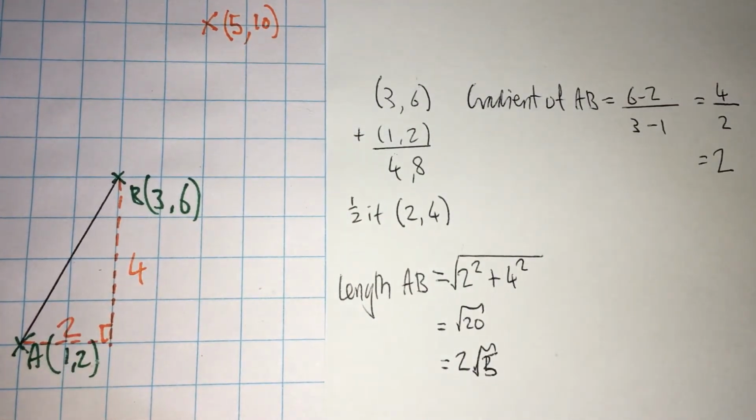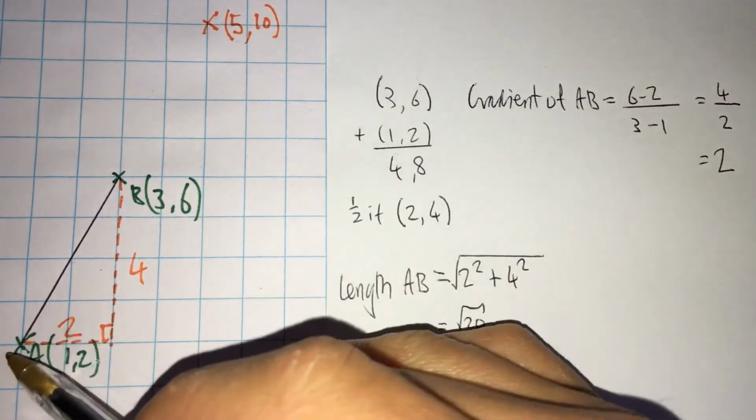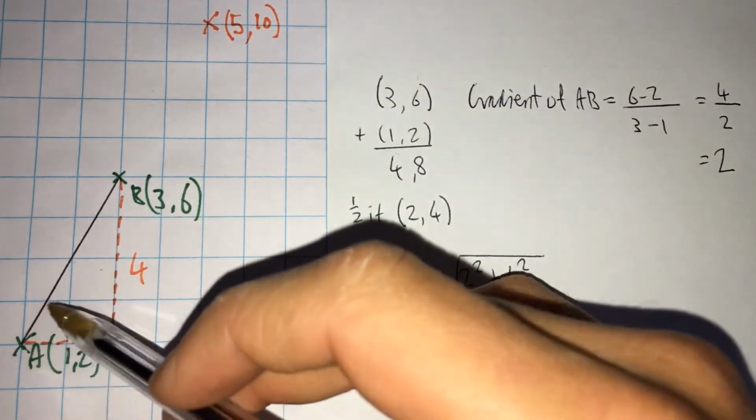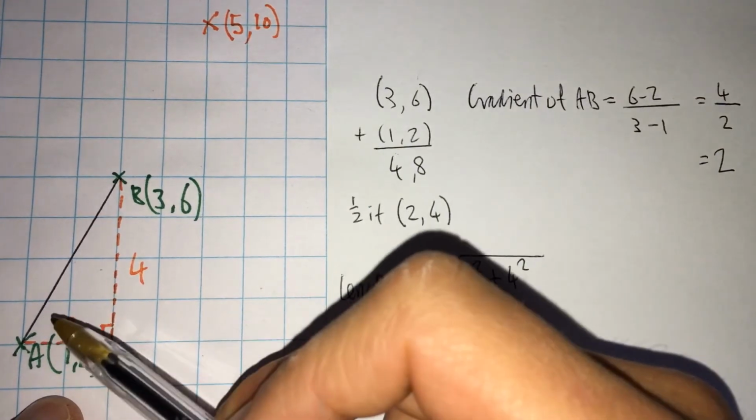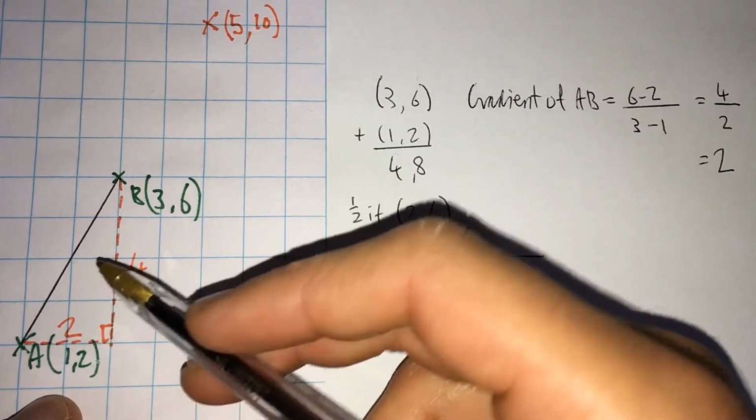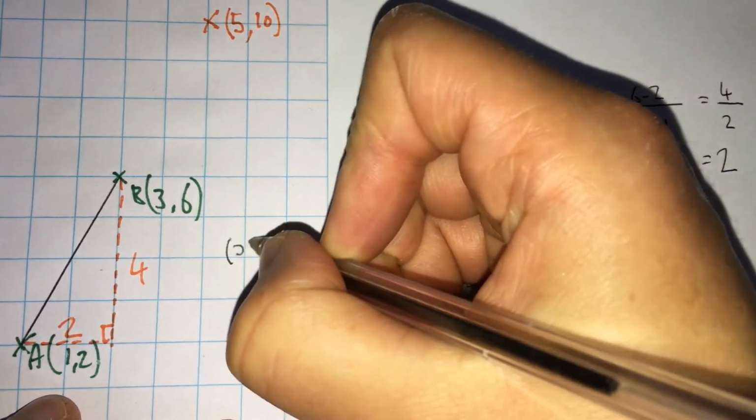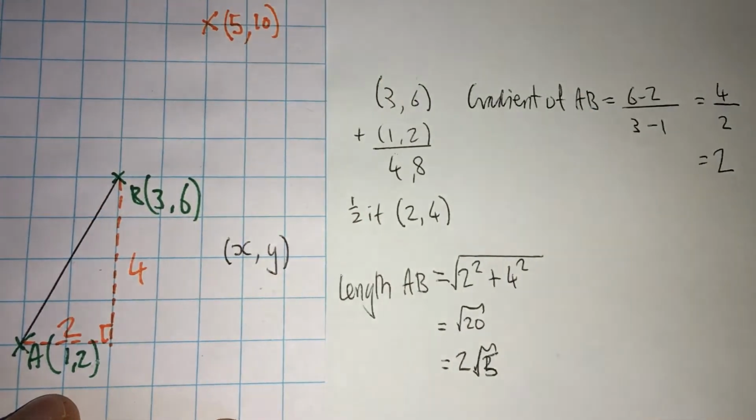Okay, what else can we work out here? How about the equation of this line? And that would give us any point on the line. That's interesting. So let's call the general point x, y. So some point on this line, we'll say it's got an x value and it's got a y value.